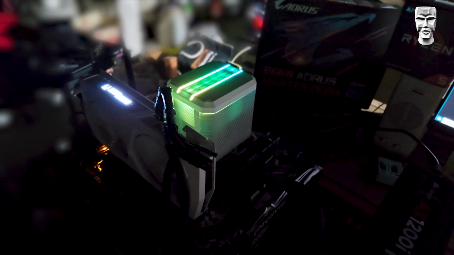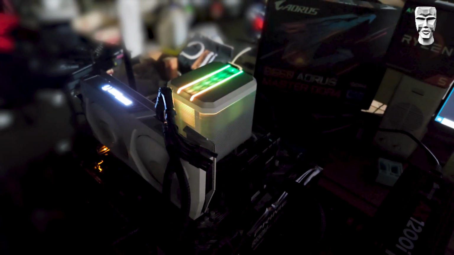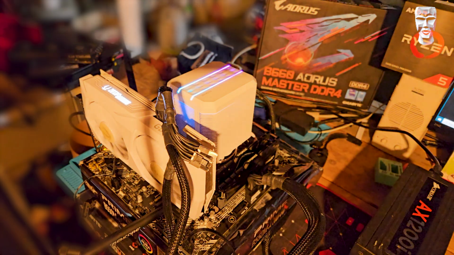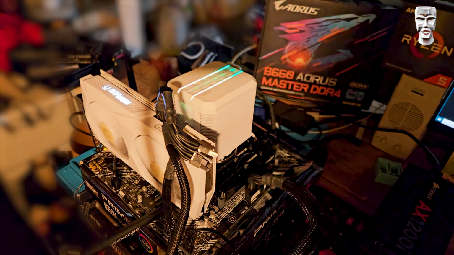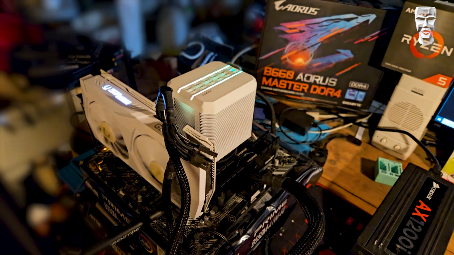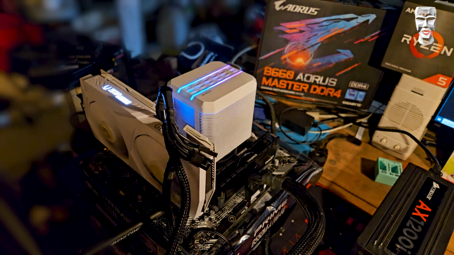I mean, this Asus Prime B550M, this is one of the most popular motherboards on the market, and Asus has done a really good job with AuraSync. I feel like they could have done a better job. Let's just put it that way.